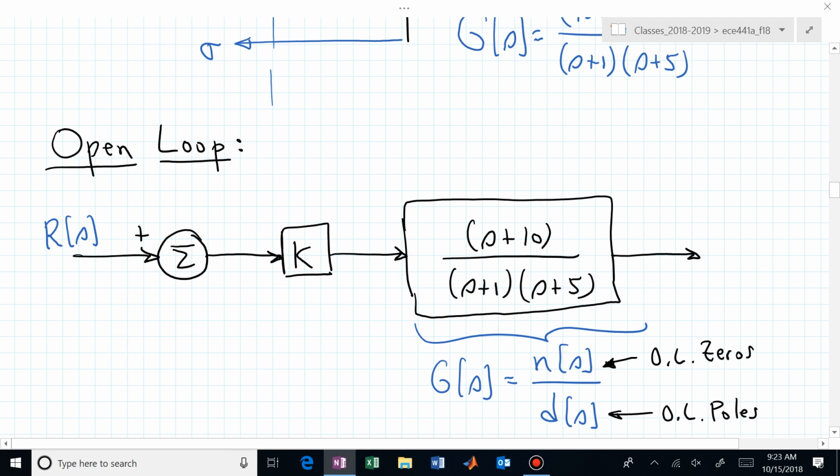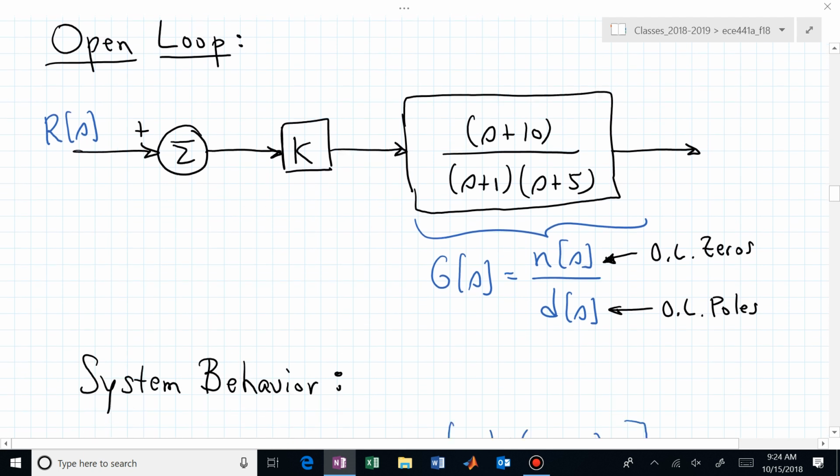You have open loop zeros, N of S, determined by the values of S that cause that numerator to vanish. That's S equal to -10. There's one of our zeros. We only have 1 finite 0. And we have 2 poles. 2 values of S. One S is at -1. One S is at -5. That forces that denominator, that D of S, to vanish. Those are our open loop poles, determined from the roots or values of S that cause it to vanish.